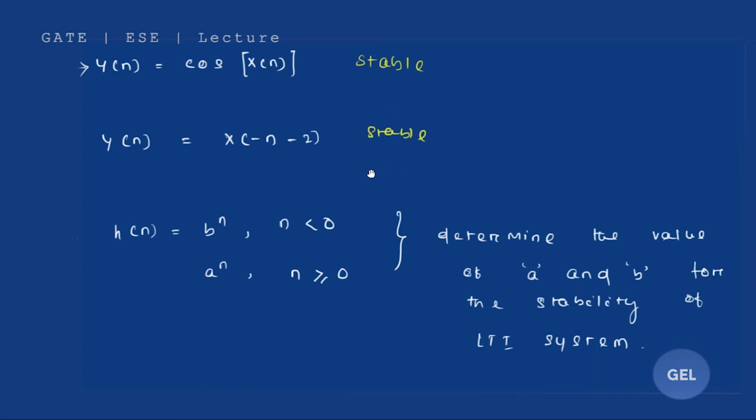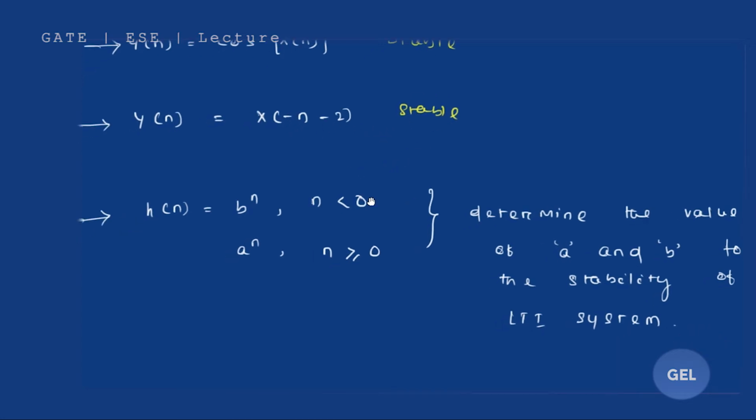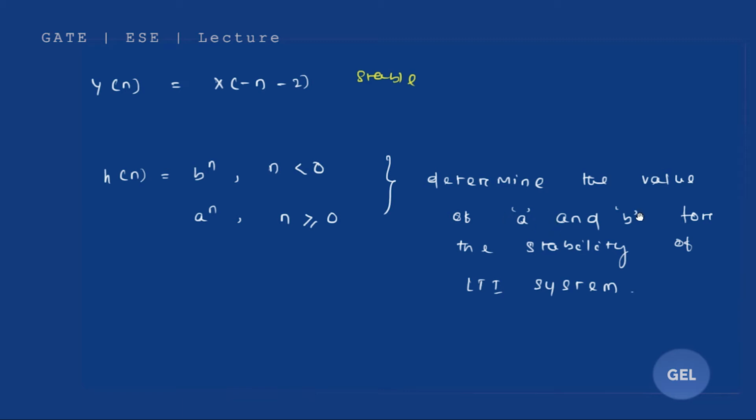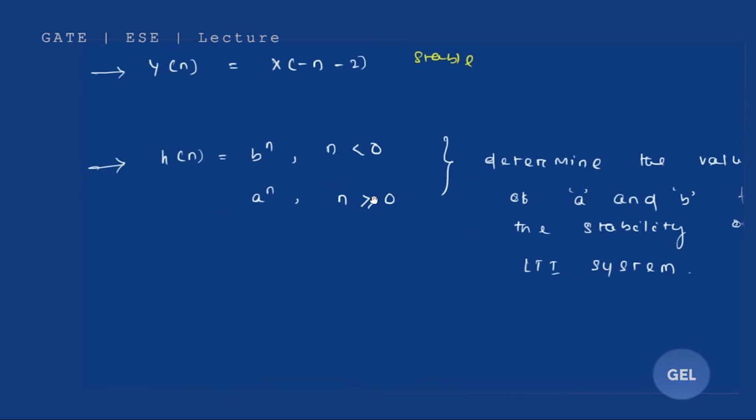Clear? This is what we have discussed in continuous time domain as well. Now the same kind of question that we solved in continuous time domain, we are going to solve here. That is, h of n is equal to b to the power n when n is less than 0, and a to the power n when n is greater than or equal to 0. Now we need to determine the values of a and b for the stability of an LTI system. That means we consider that this is an LTI system and it is a stable system. Now I need to find out the a value and b value.